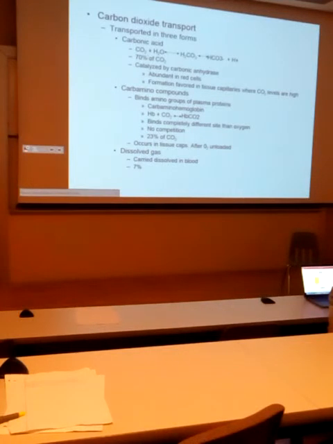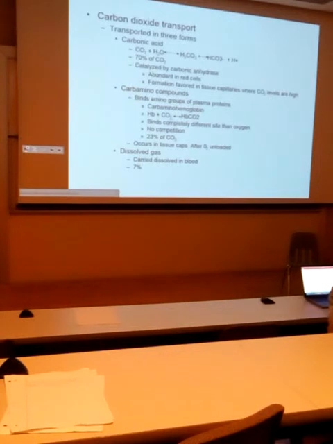CO2 comes into the red cell, and I got pictures to show you this. It combines with water, forms carbonic acid, that dissociates into bicarbonate and hydrogen ions. This is catalyzed by this enzyme carbonic anhydrase, which is prevalent in red blood cells, and this formation is favored in the tissue capillaries where CO2 levels are very high.